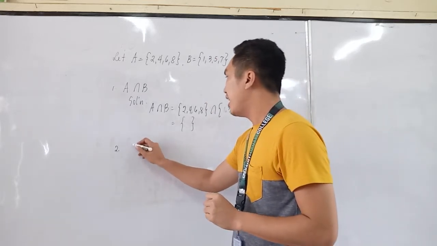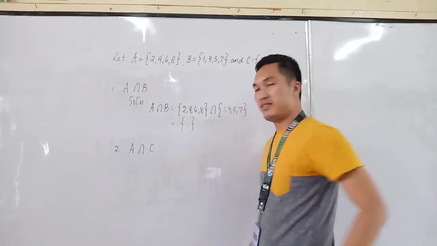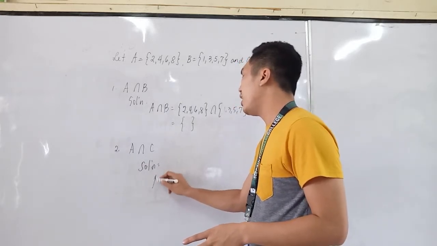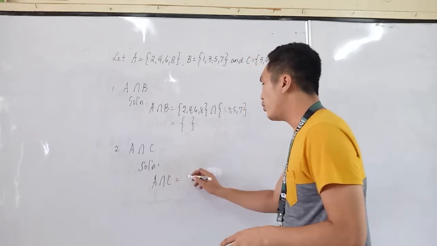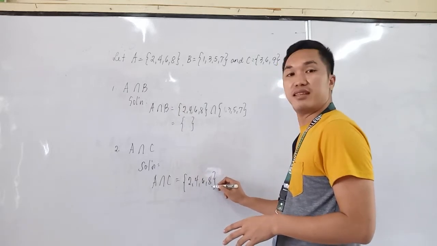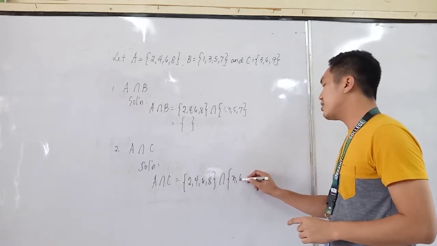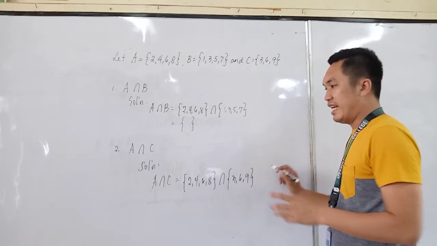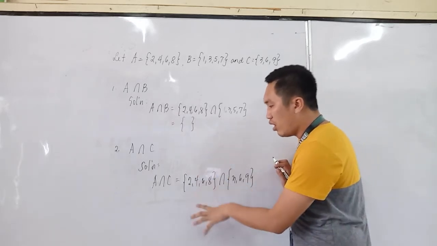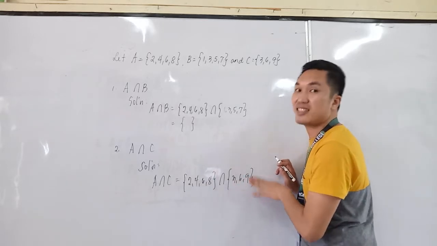Let us try A intersection C. So for the solution, we have A intersection C. So we have set A, we have 2, 4, 6, and 8. And intersection, we have 3, 6, and 9. Now, this is now our solution. Now, what did you observe of the elements of the two sets? We have 2, 4, 6, 8 intersected to 3, 6, and 9.